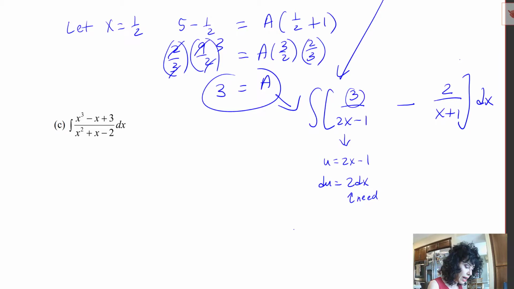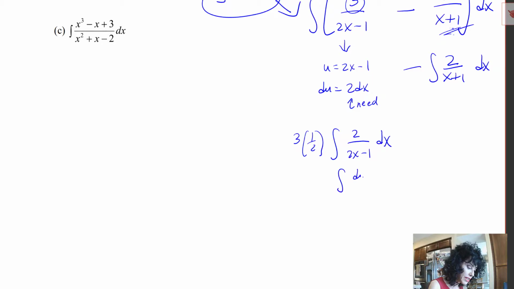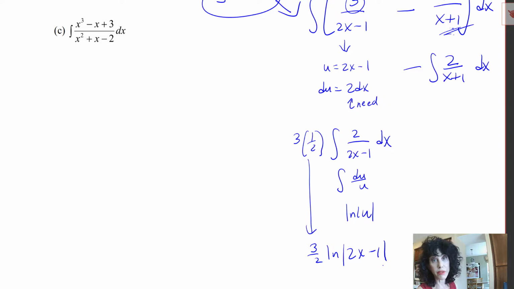And this 3 I'm going to pull out in front, and when I put the 2 in, you have to be careful because we're not putting the 2 in for the entire integrand, because this second term will keep separate, and we'll integrate him in a moment. So now this first term is in the format of du over u, which has the antiderivative of ln absolute value of u. And don't forget that we have a constant multiple of 3/2, and so this term has an antiderivative of 3/2 ln absolute value of 2x minus 1.